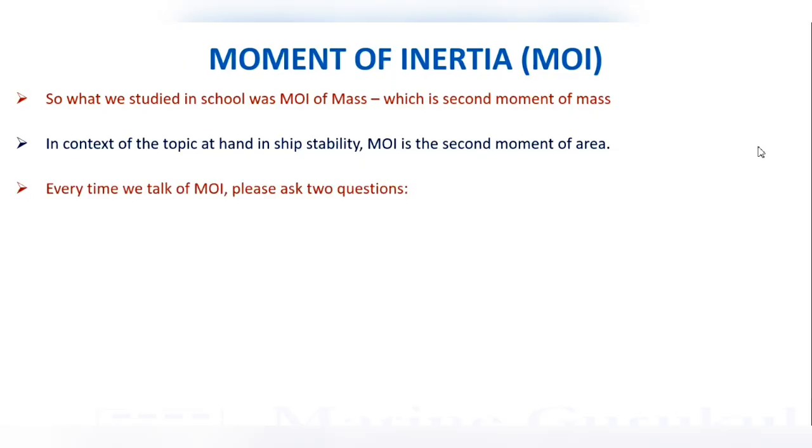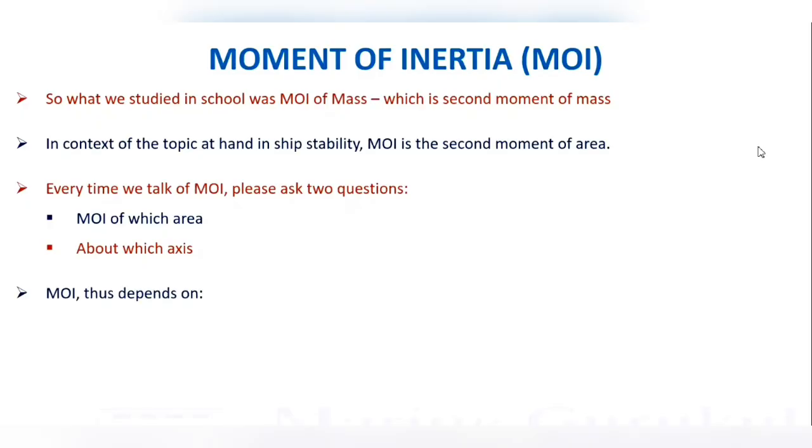Every time we talk of moment of inertia, please ask yourself two questions. Moment of inertia of which area are you talking about? We can't write everything every time, but I must keep talking to myself and keep asking these questions. Moment of inertia of which area? Because unless I know which area I'm talking about, I can't talk about moment of inertia, obviously. Second, I must know about which axis. If I do not know either of these two things, or both, I cannot get the moment of inertia. I cannot answer any question related to moment of inertia.